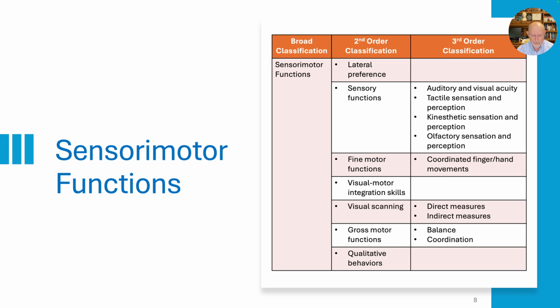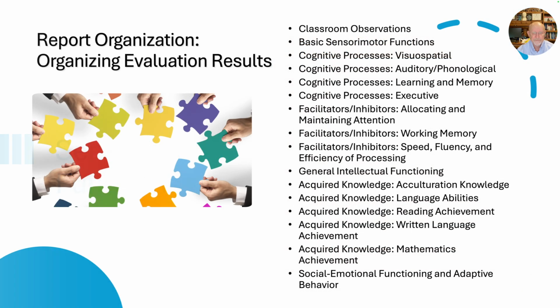Then we've got fine motor functions, where we look at coordinated finger hand movements. Then we've got visual motor integration skills, which is another second order classification. We've got visual scanning with both direct and indirect measures. And then gross motor functioning can be broken into balance and coordination. And then we have a lot of qualitative behaviors that can be a second order classification as well.